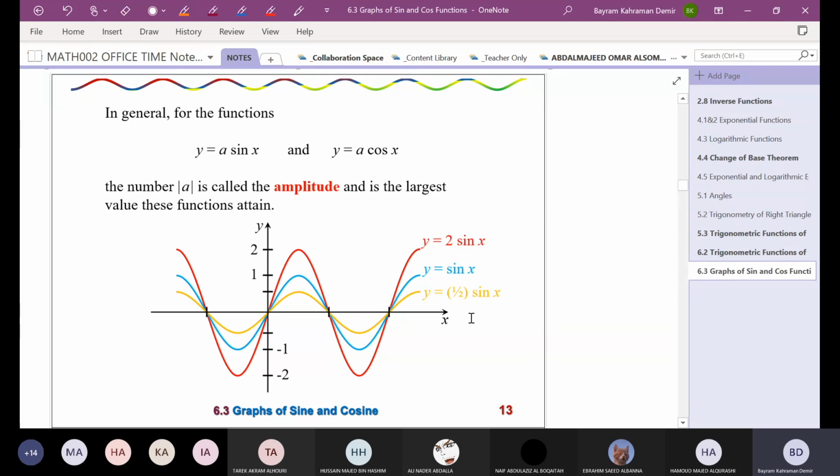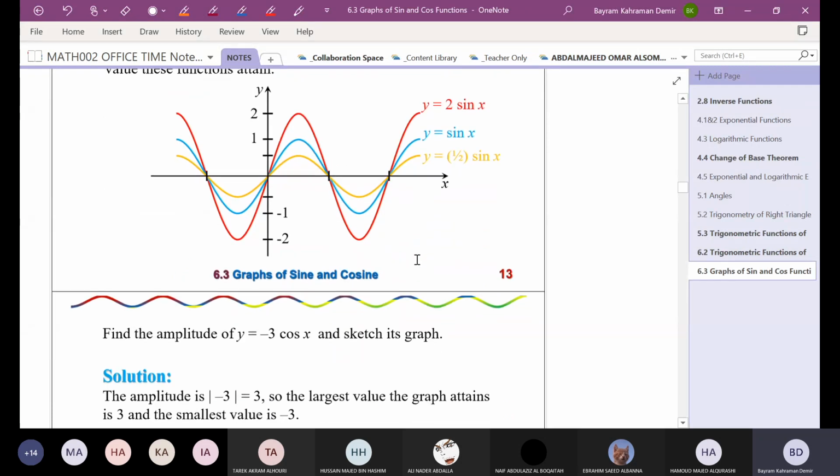Okay, so now the vertical shrinking and stretching is clear, I guess. And also we understand how the range is changing, depending on the number A. And we notice that the x-intercept is not changing during the vertical stretching or shrinking.